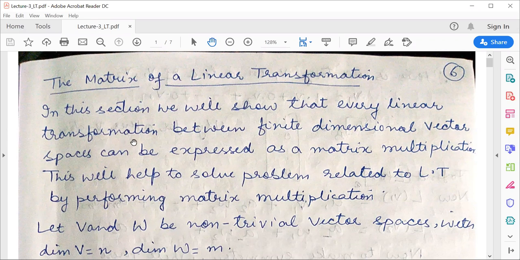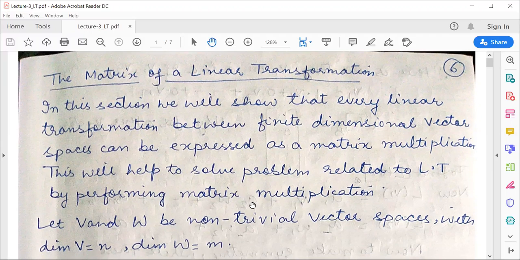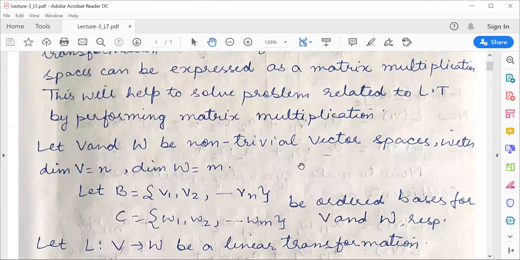The benefit of expressing a linear transformation as a matrix multiplication is that any problem related to the linear transformation can then be solved by matrix multiplication only. So let us start with the scheme of how we can express a linear transformation as a matrix multiplication.